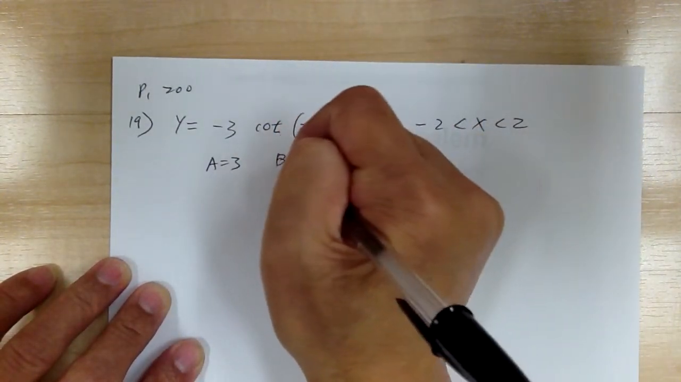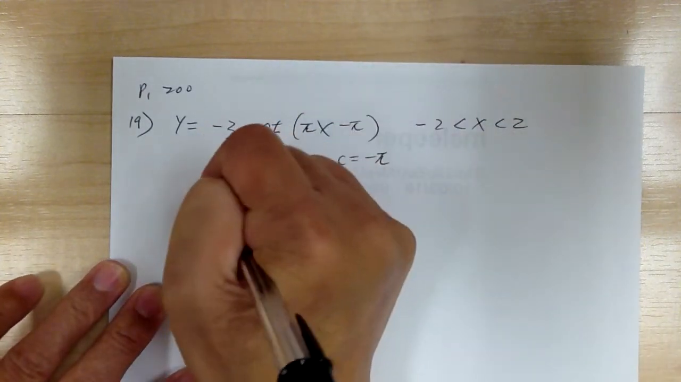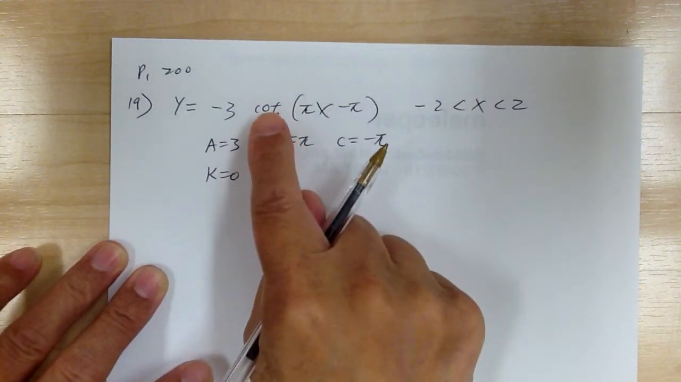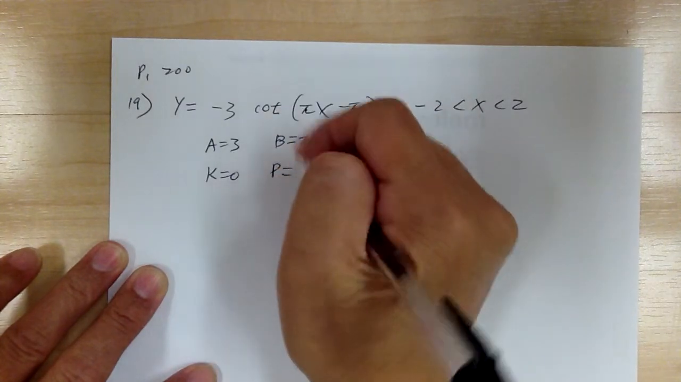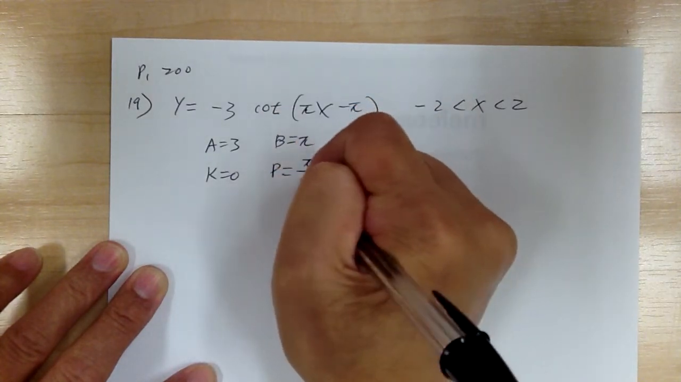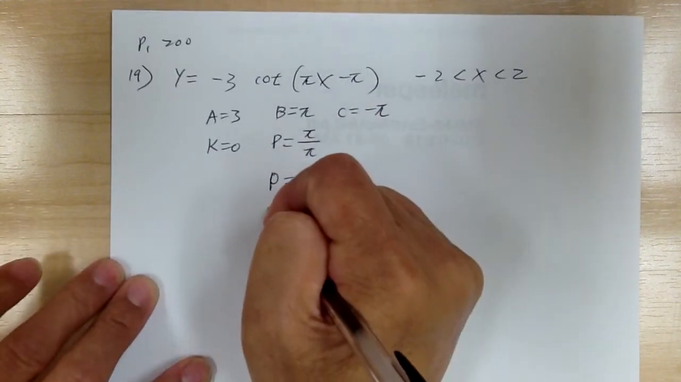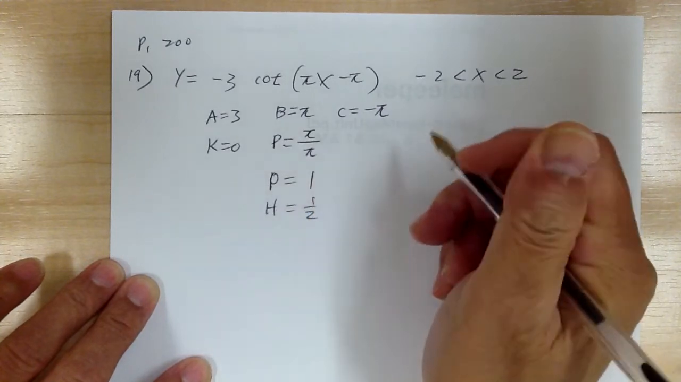B equal to pi, c equal to -pi. So k equal to 0. Now for tangent and cotangent, period P is equal to pi over B. So pi over B. So P equal to 1. And so for tangent and cotangent, you get H, so it'd be 1/2.